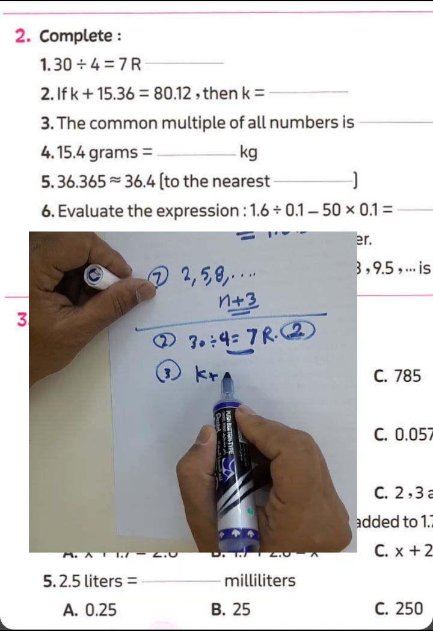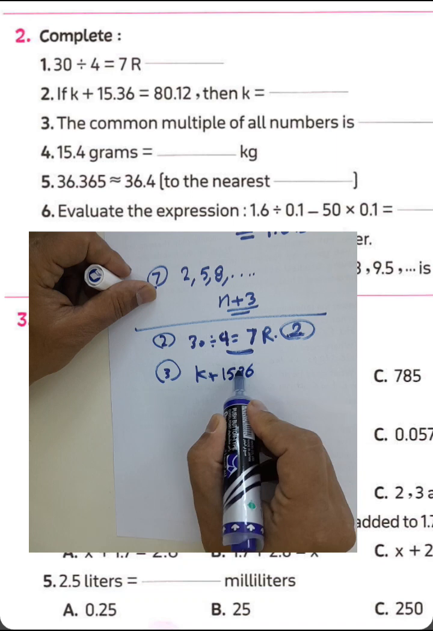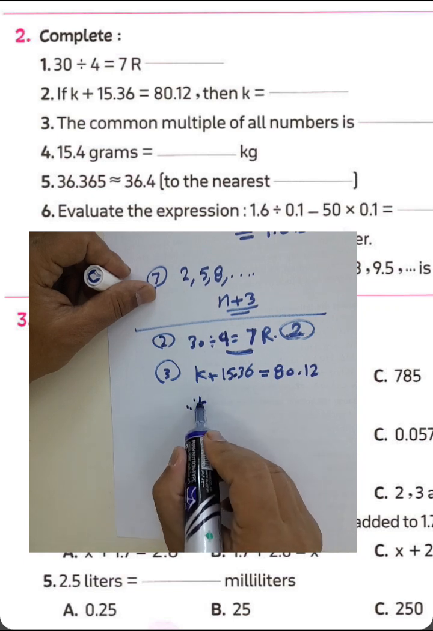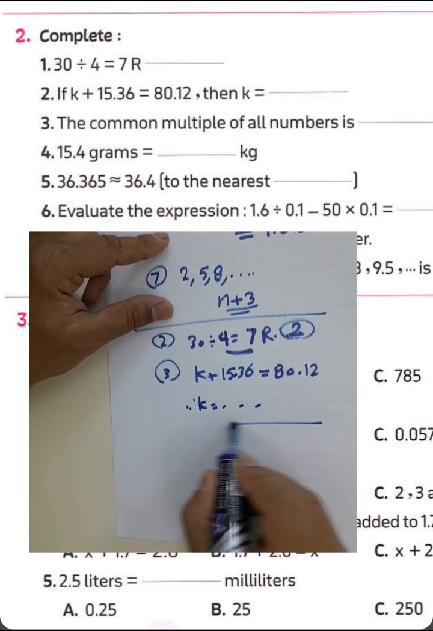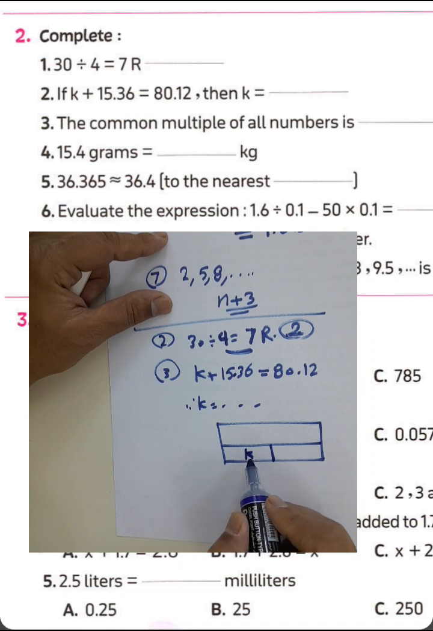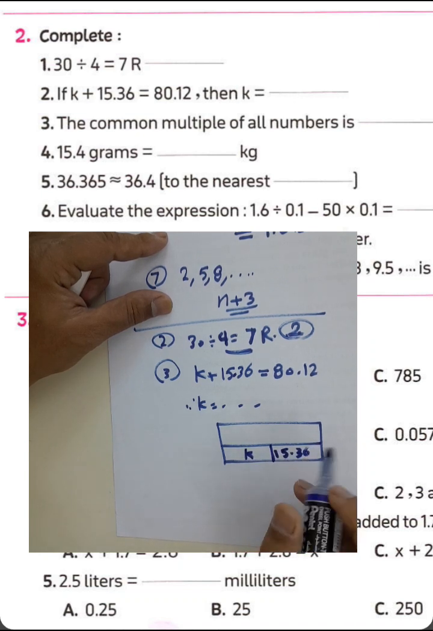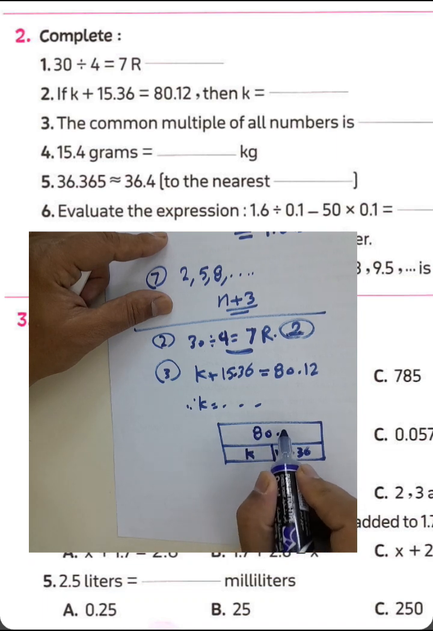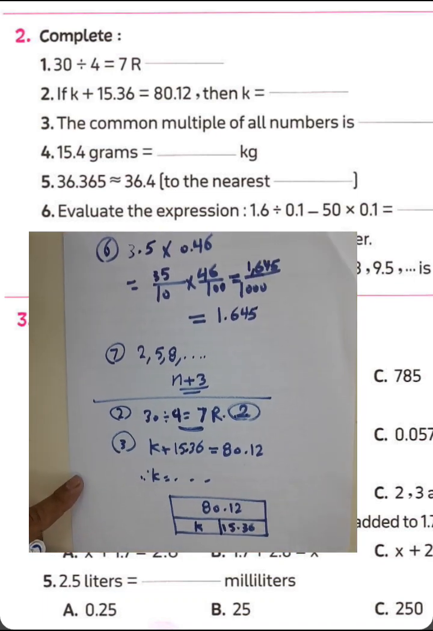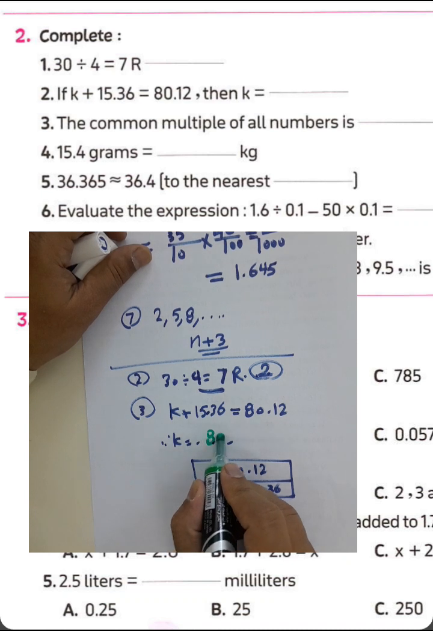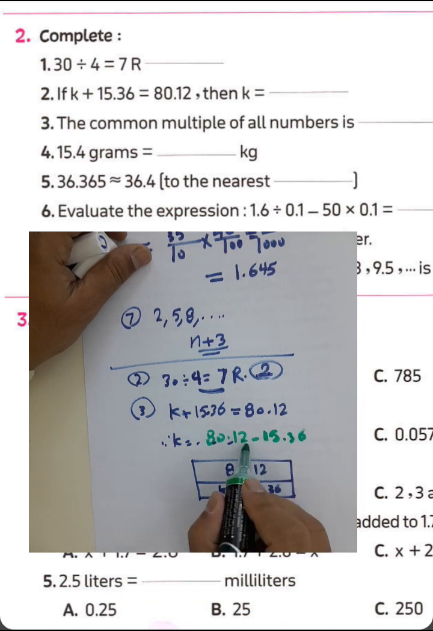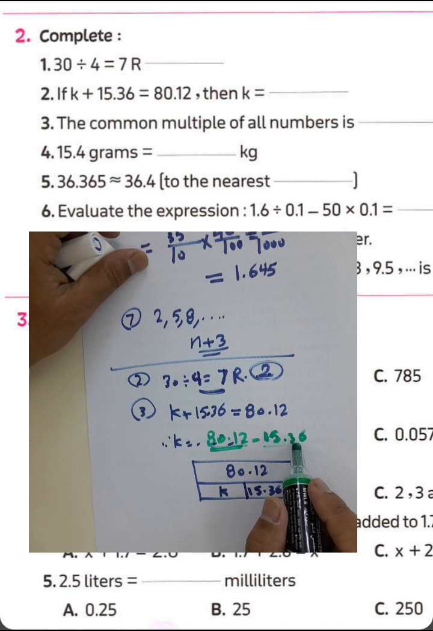Number 3, if k plus 15 and 36 hundredths equals 80 and 12 hundredths, then k will equal what? We can find the value of k by drawing the models here. Write k at the bottom and 15.36 at the bottom behind it, and the greatest number will be 80 and 12. Then find the difference between the two numbers. K will equal 80.12 subtract 15.36. We call 80.12 the minuend, and 15.36 the subtrahend.